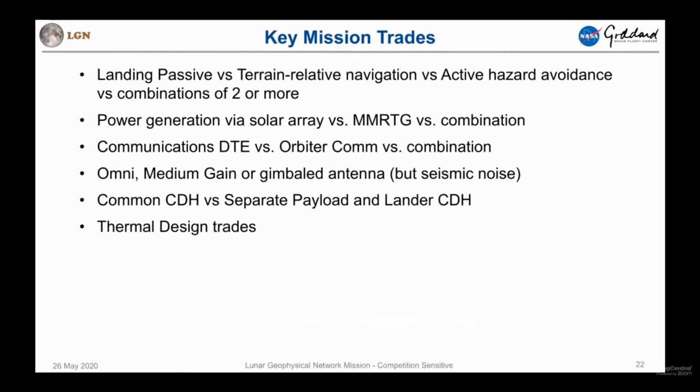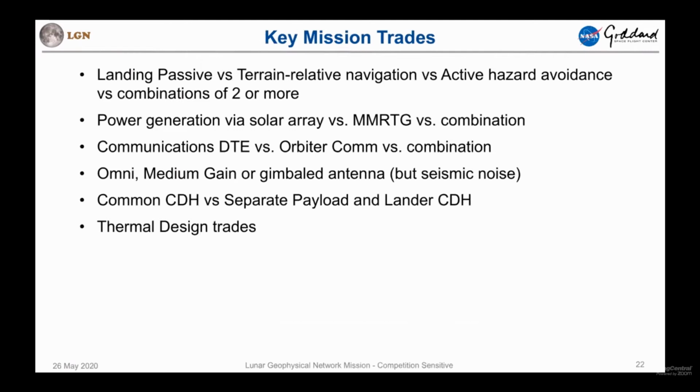So the trades: passive landing versus terrain relative navigation versus active hazard avoidance or combinations thereof. Power generation, solar array versus MMRTG versus combination thereof. Communications, direct to Earth versus orbital comm versus combination. And then we looked at data back. We looked at a number of different antennas. We could have a gimbaled antenna, but as that antenna tracks the satellite, then we're going to generate seismic noise, but hopefully that can be filtered out.